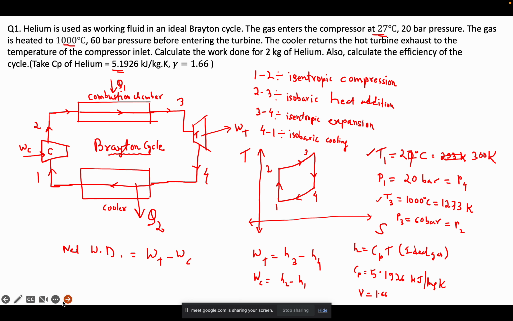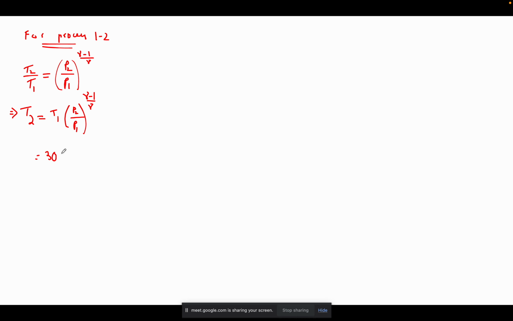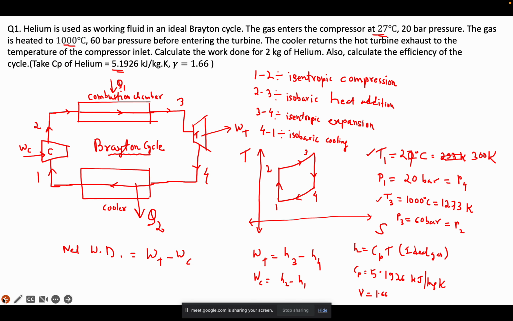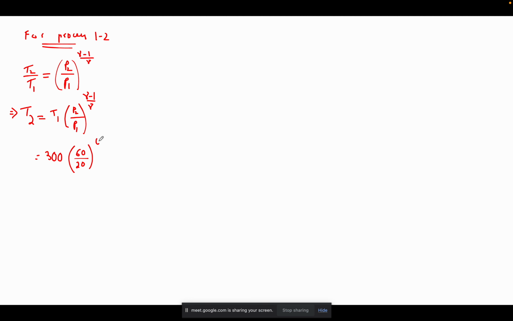So that will be 300 into P2, which is 60, by P1, which is 20, to the power gamma minus 1, which is 0.66, by gamma, which is 1.66. So your answer is 464.32 Kelvin.